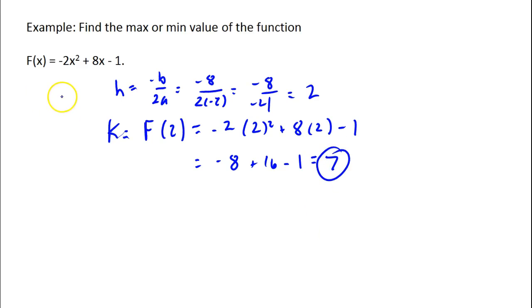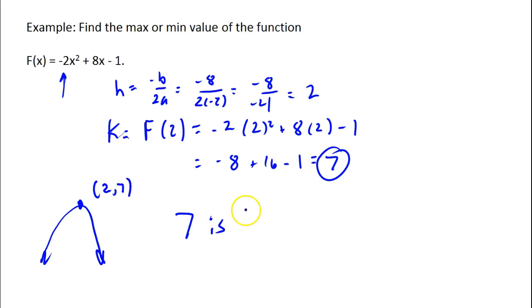Which is it? Well, look at a. a is negative, which means this parabola is doing this. So this point right here is at (2, 7). So 7 is the maximum value of that function.